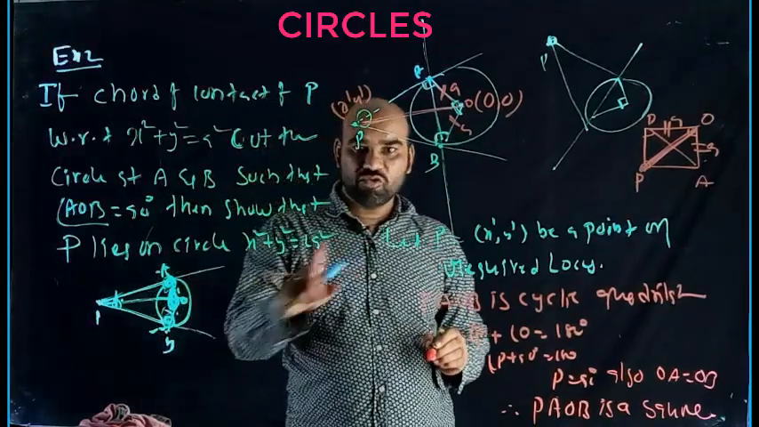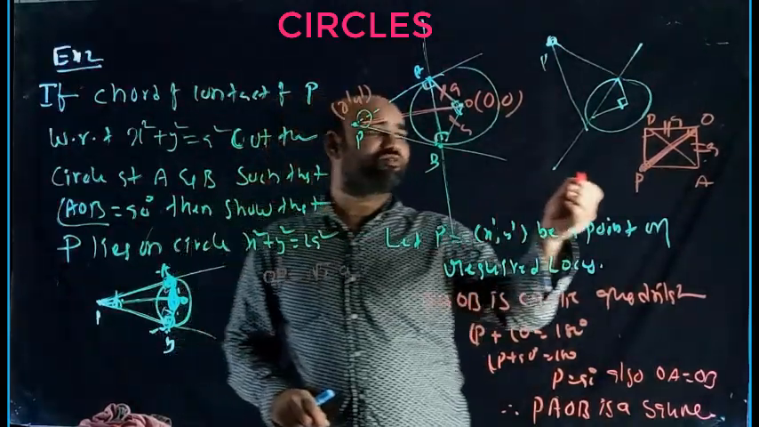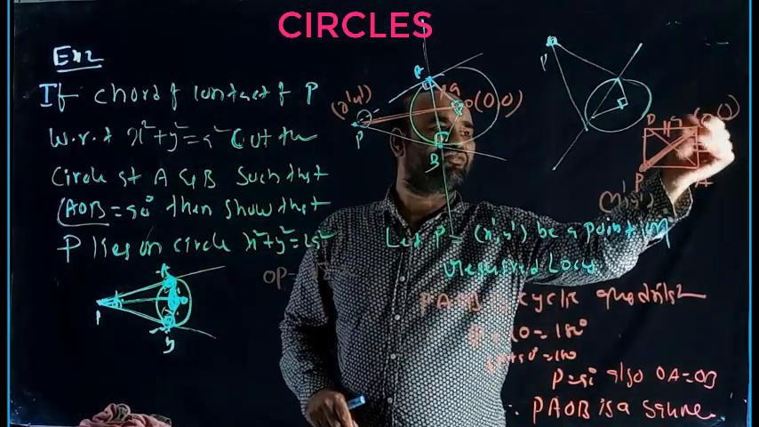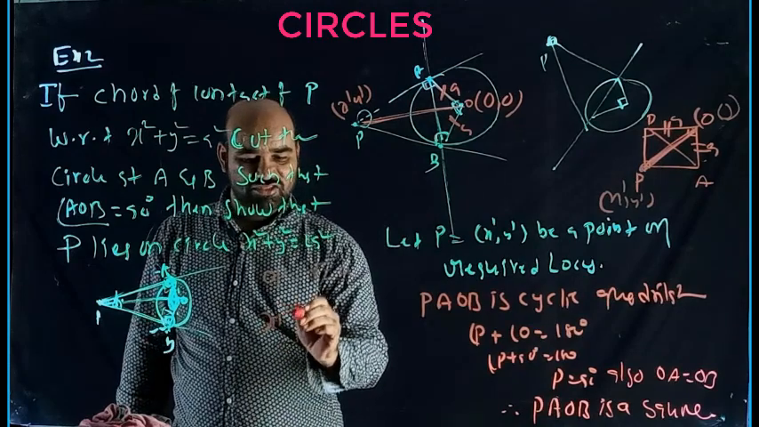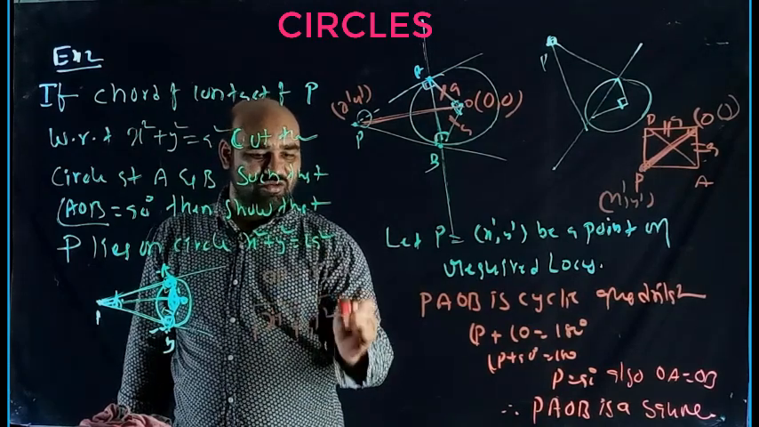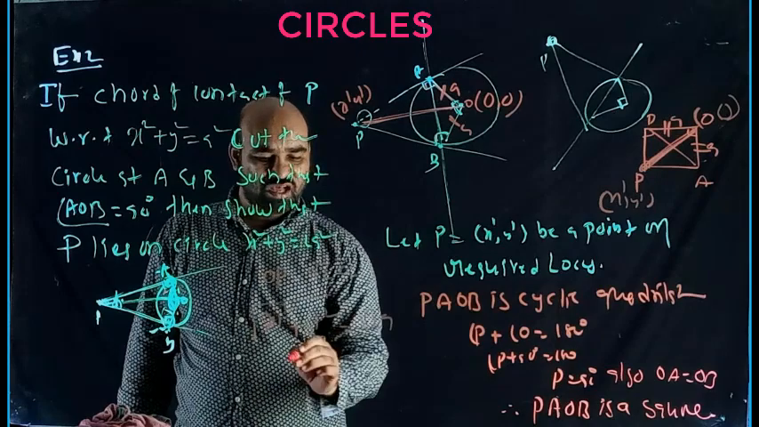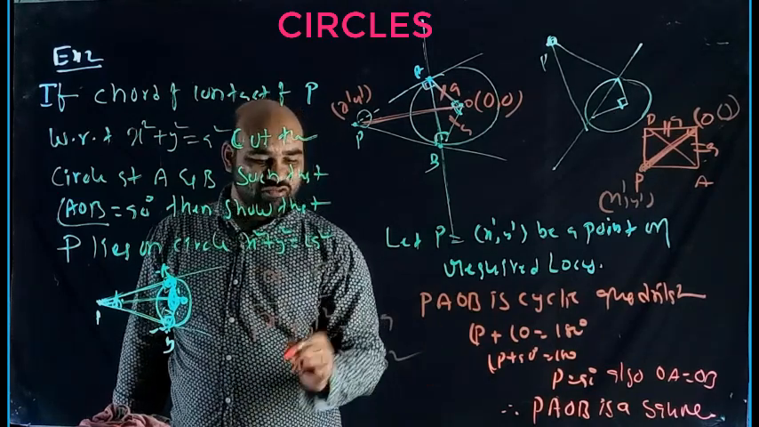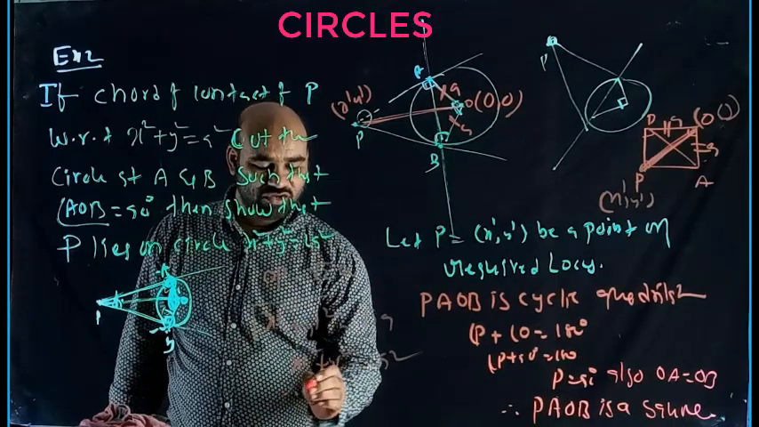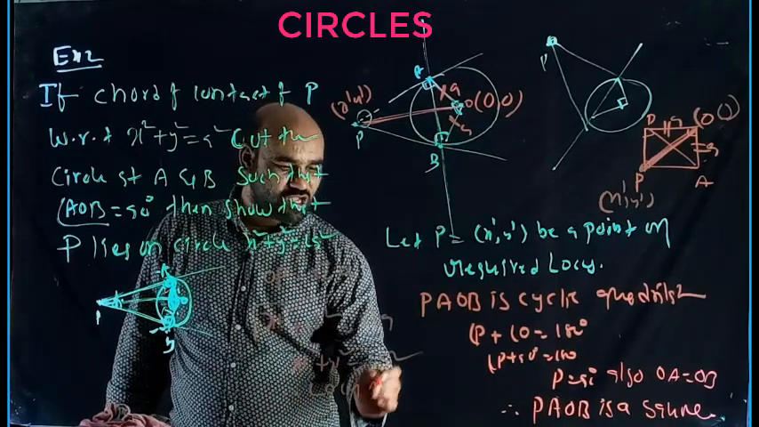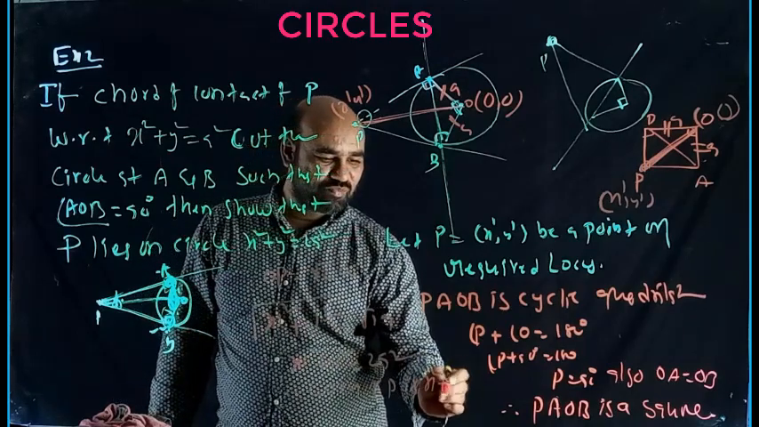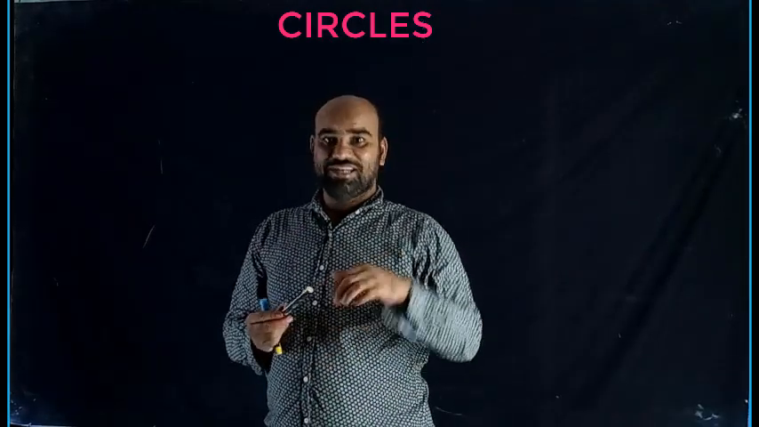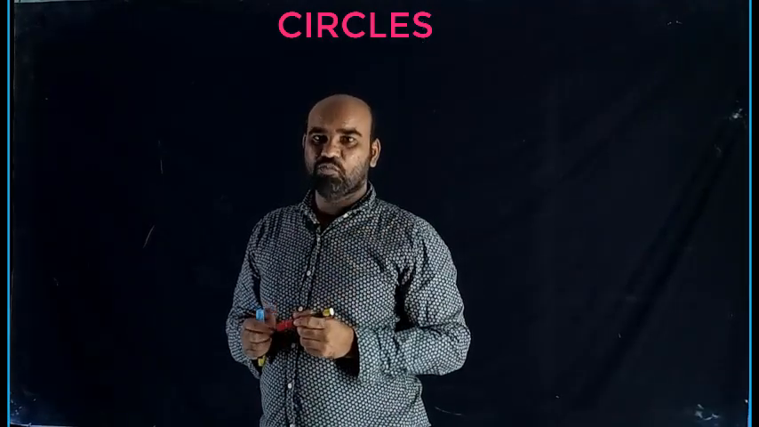OP means what? Distance from O to P. O means what? (0, 0). P means what? (x1, y1), this is (x', y'). This is (0, 0). Find the distance. What happened? Square root of x' square plus y' square is equal to root 2a, or x' square plus y' square equal to 2a square. Now I will drop the dashes. Therefore the locus of P is x square plus y square equal to 2a square. Interesting problem. Okay students, the next concept is difficult: pole and polar.